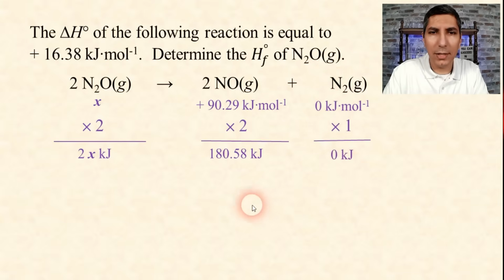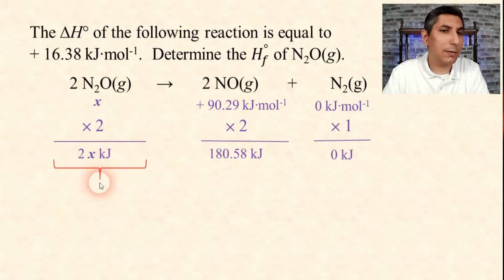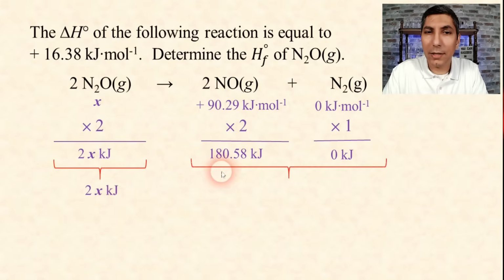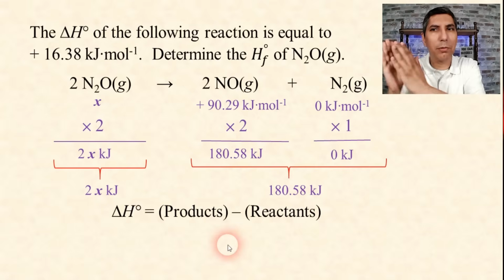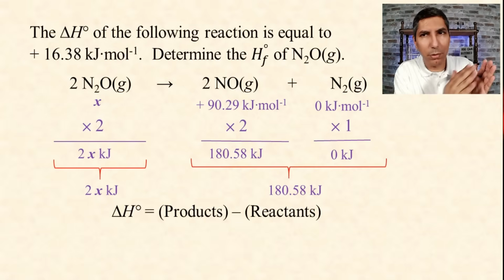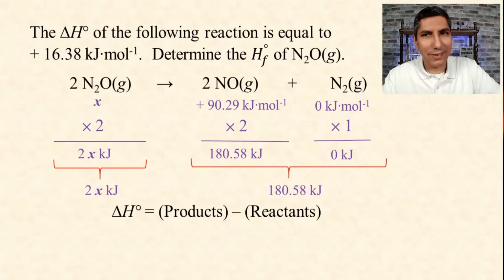And the way this works is the delta H of the reaction is equal to the sum of the products minus the sum of the reactants. Okay, so the sum of the reactants, well, we just have a 2x there, so we'll deal with that in a second. The sum of the products, 180.58 plus 0 is 180.58 kilojoules. And the delta H of a reaction is the sum of the products minus the sum of the reactants.